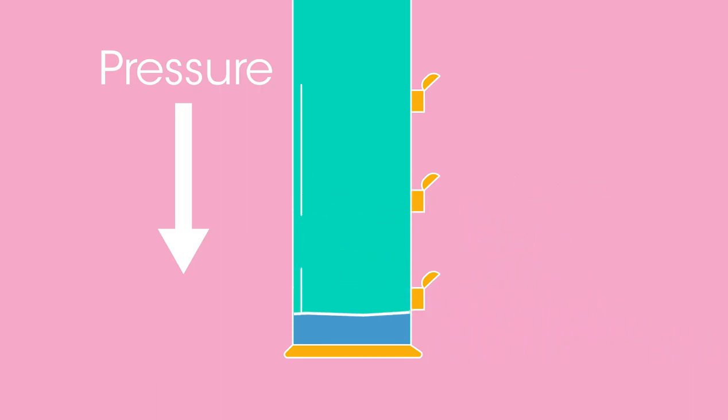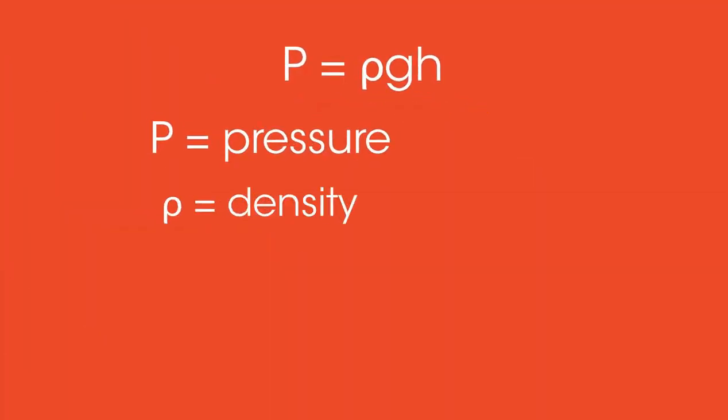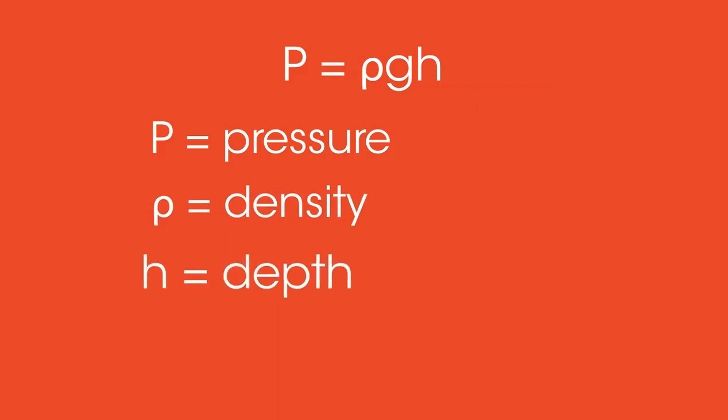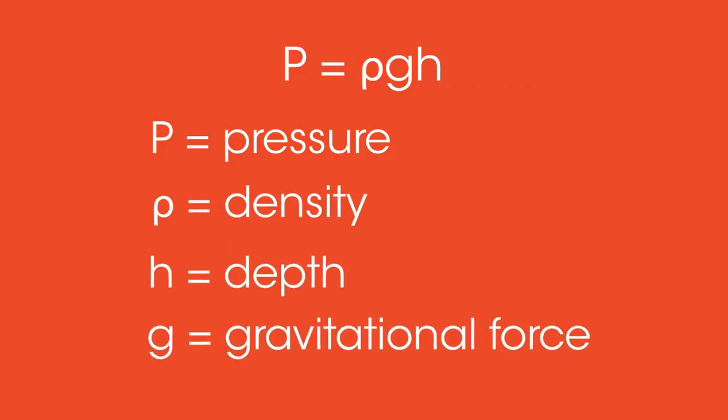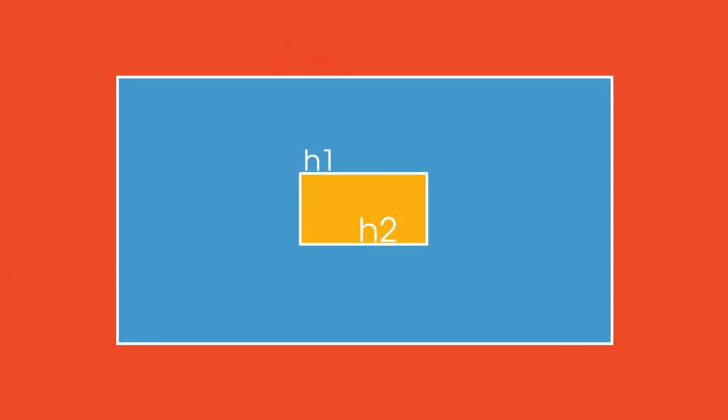We can use these facts to derive the formula, where P equals pressure, ρ equals density, h equals depth, and g equals gravitational field strength. Imagine a cuboid submerged in a tank of liquid. The distance from the surface of the liquid to the bottom surface of the box is greater than the distance from the surface of the liquid to the top surface of the box. So h2 is bigger than h1.